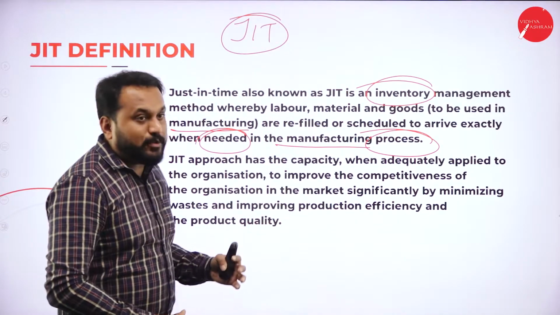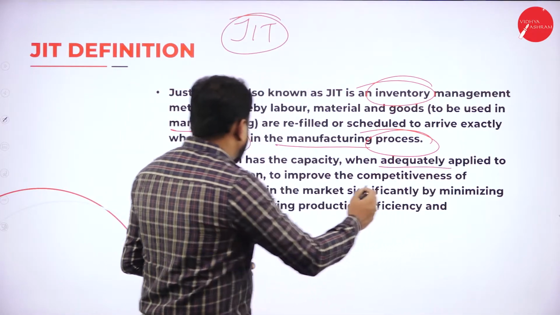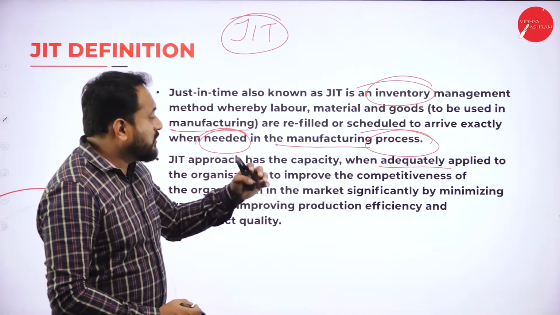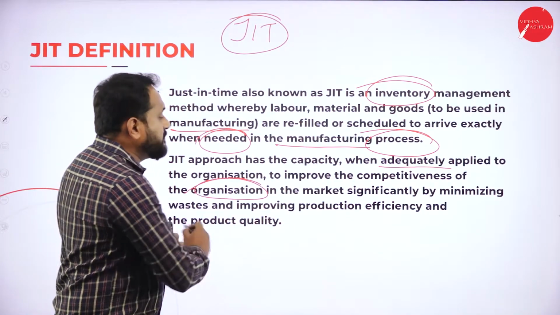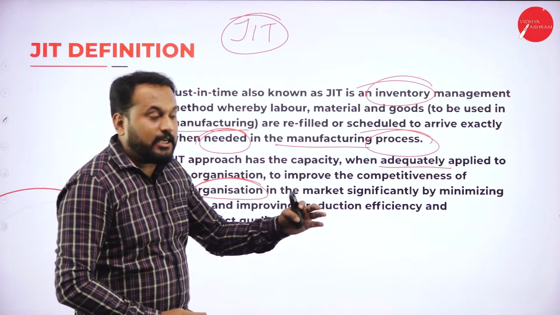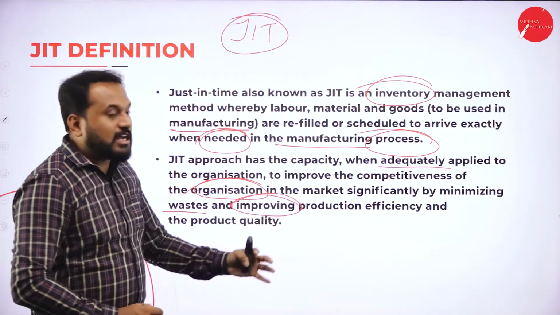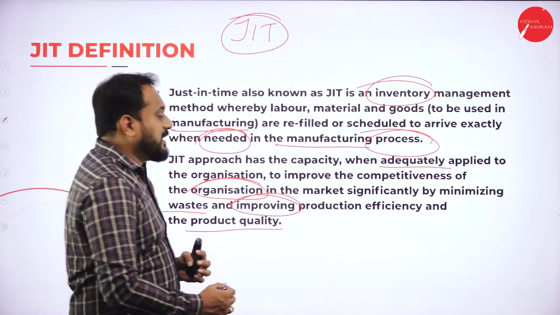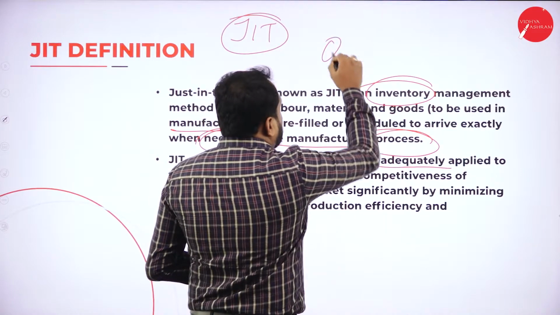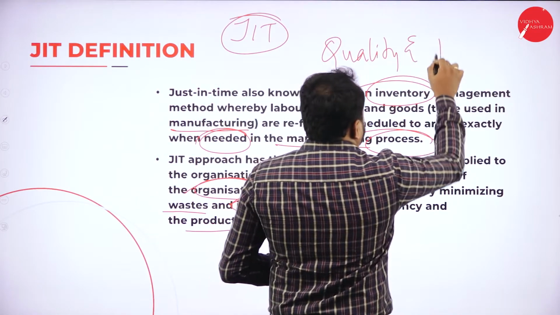Now, the JIT approach has the capacity, when adequately applied to the organization, to improve the competitiveness of the organization in the market significantly by minimizing waste and improving production efficiency and product quality. So JIT will actually go with the quality. They will only go with the quality and the production.